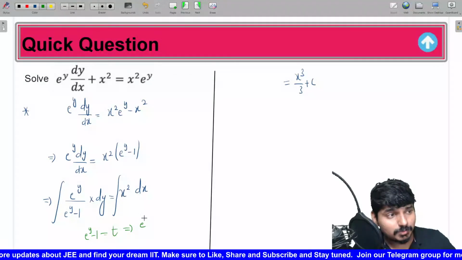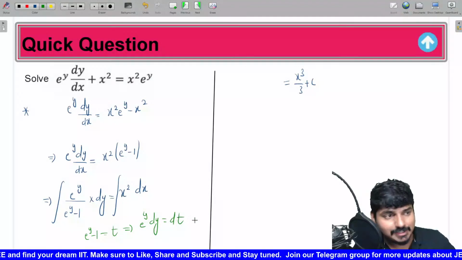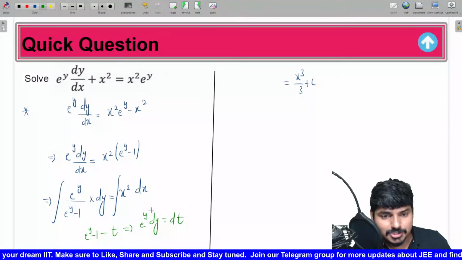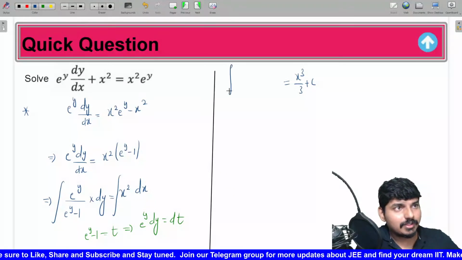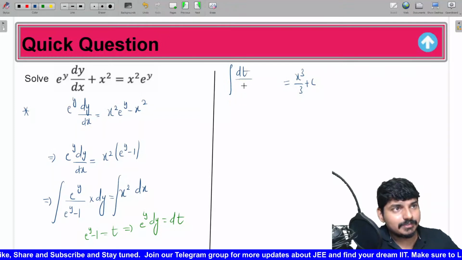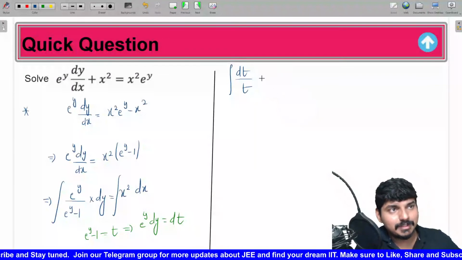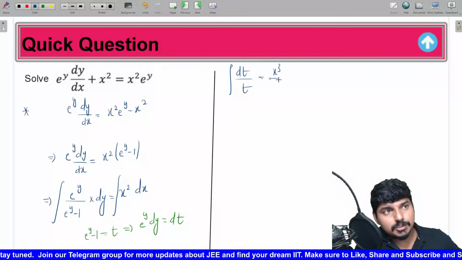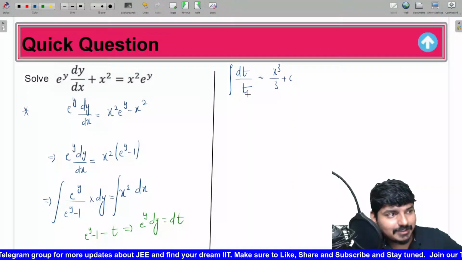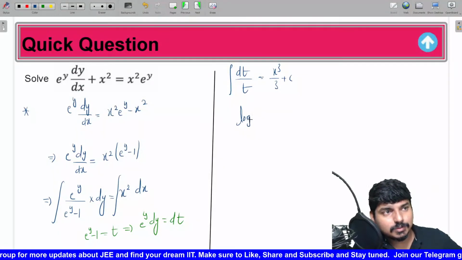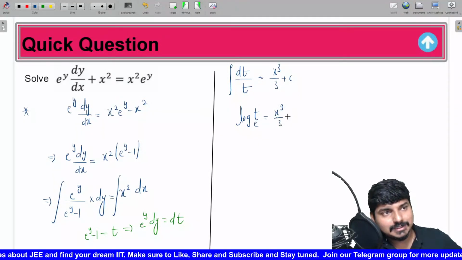If you differentiate on both the sides, e raised to y into dy is going to become dt. If you apply this modification to the above integral, what are you going to get, everyone? You will get dt divided by t, and that is equal to x cubed by 3 plus c. Now what is going to be the integration of dt by t? Well, that is going to be log t base e is equal to x cubed by 3 plus c, everyone.